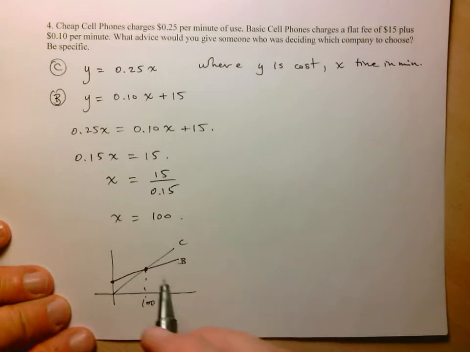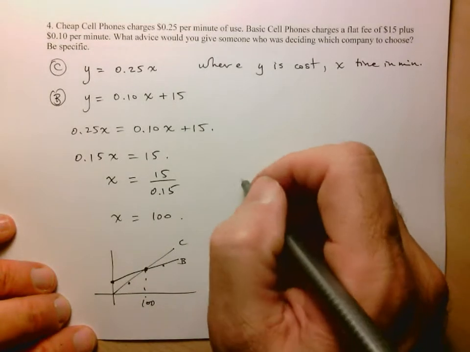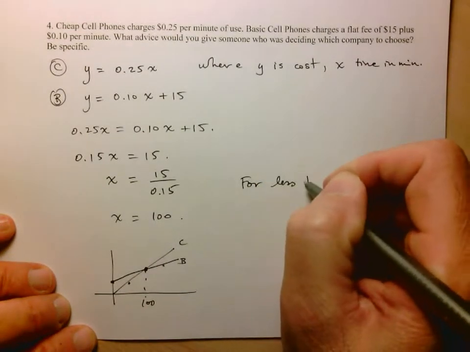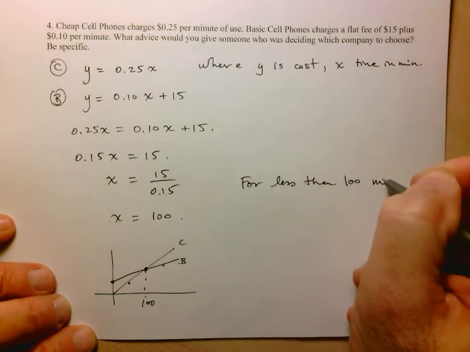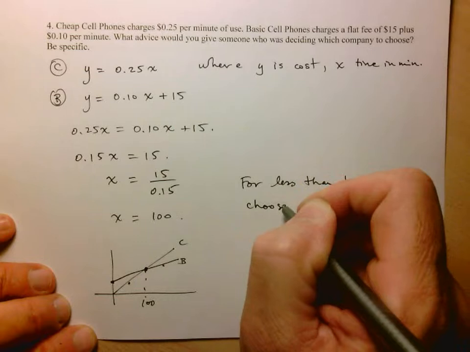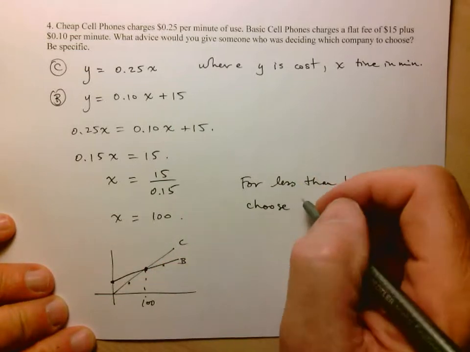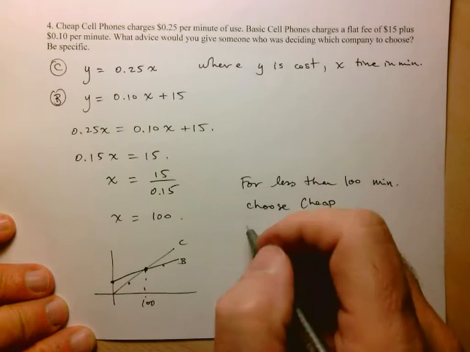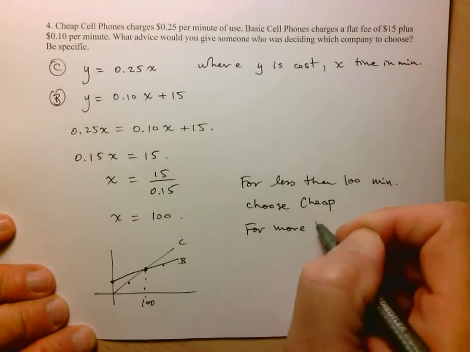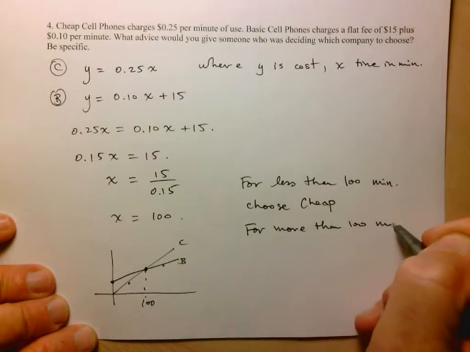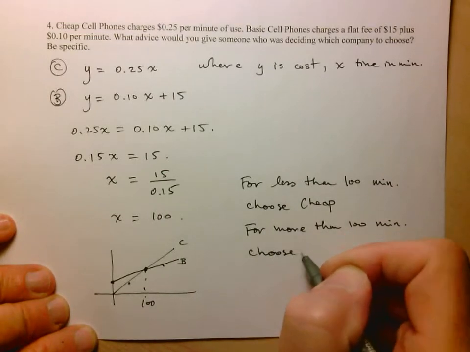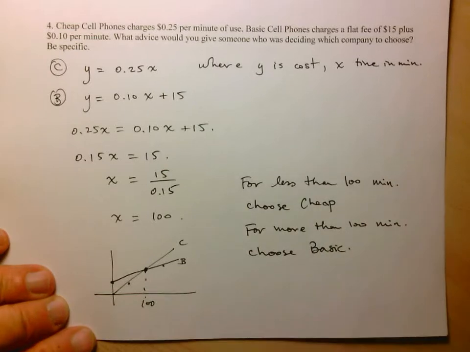So I can see that when I'm at less than 100, cheap cell phone is going to be better because it costs less, and when I'm at more than 100, basic cell phone is going to be better because it costs less. So I can say for less than 100 minutes, choose the lower one, the cheap cell phone. For more than 100 minutes, choose basic cell phone. And there you have it.